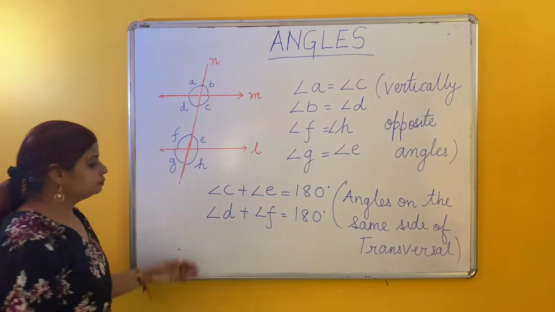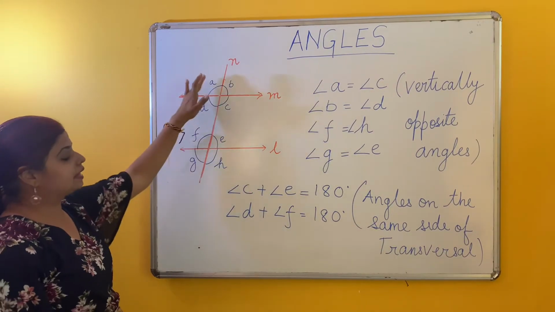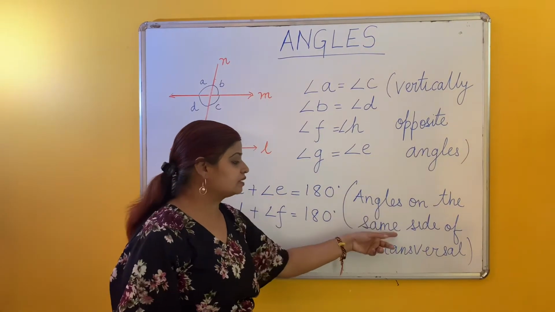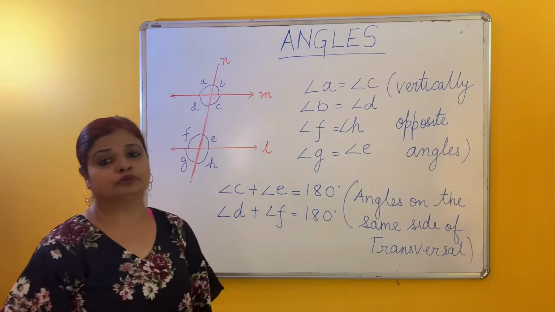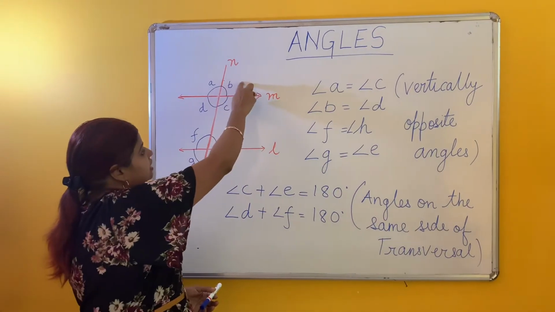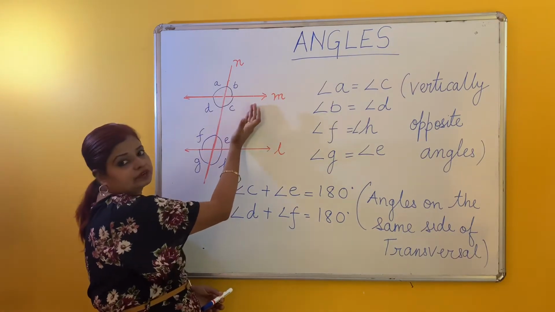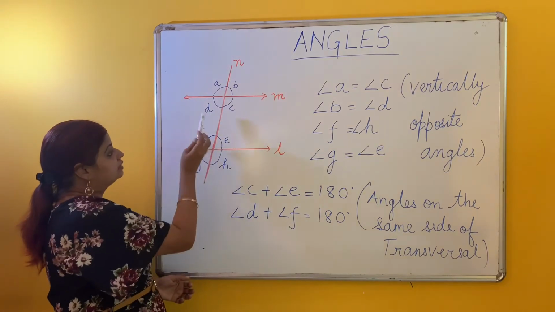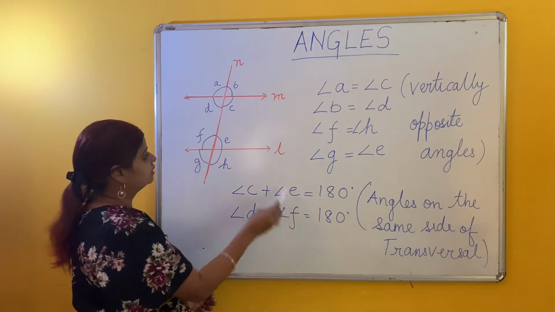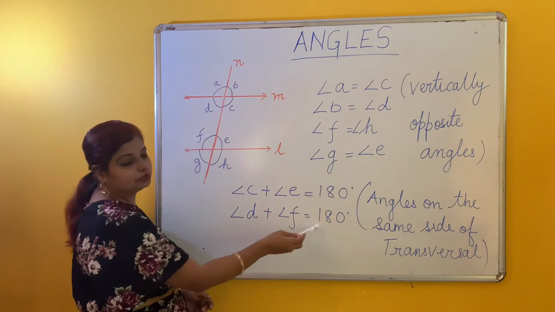Now these are two parallel lines, so M is parallel to L, and N is the transversal. There is another property which says that angles on the same side of the transversal will always add to 180 degrees. What does that mean? M and L are parallel lines and N is the transversal. So what are the angles on the same side? C and E are the angles on this side of the transversal, and D and F are the angles on this side of the transversal. So that means angle C plus angle E is equal to 180 degrees, and similarly angle D plus angle F is equal to 180 degrees.